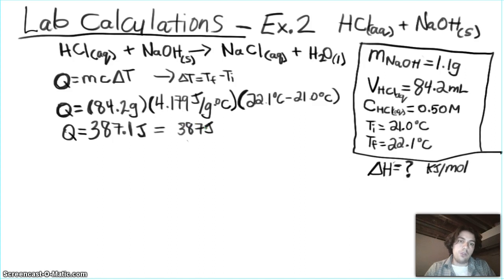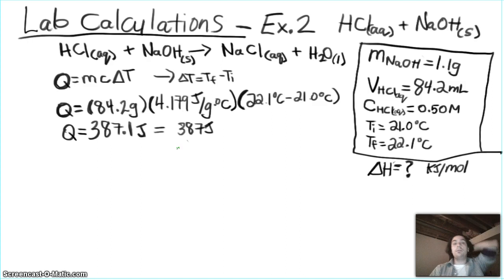Now, that is not joules per mole. That's joules for this whole reaction. So in other words, when we took 1.1 grams of sodium hydroxide and we dropped it in the hydrochloric acid, we got 387 joules of energy out of that equation.